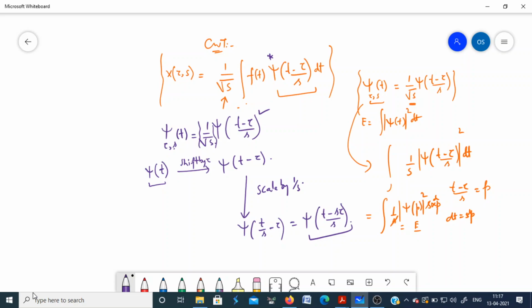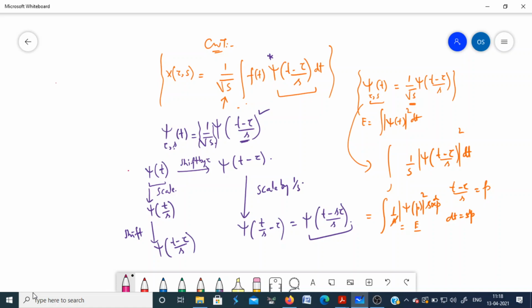Otherwise, if I first perform the scaling operation, it will become psi of t by s, and then you shift it. In the shifting, your t will change to t minus tau only. This 1 by s factor will remain as it is. So generating this function psi of t minus tau by s from psi of t means you first scale it by s and then you shift it by tau. Since scale is in the denominator, it is going to make a different impact.